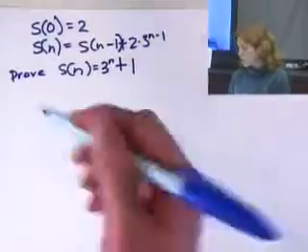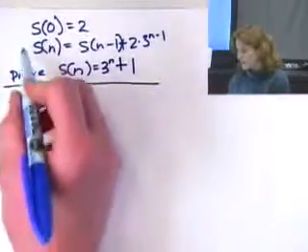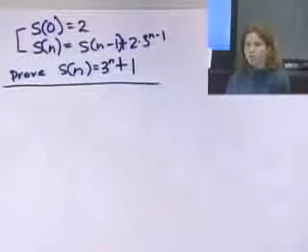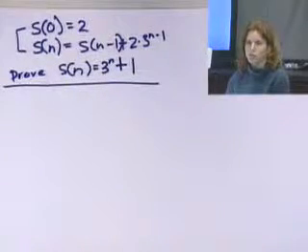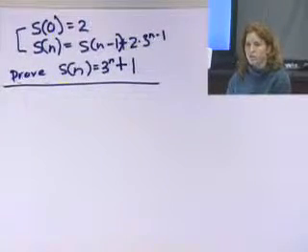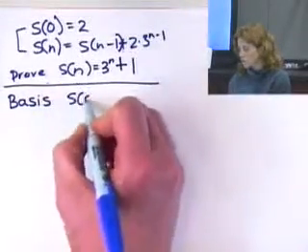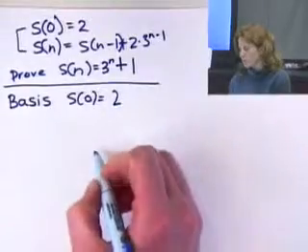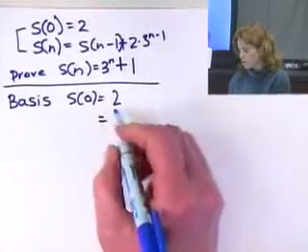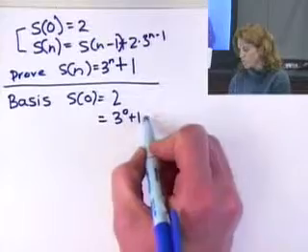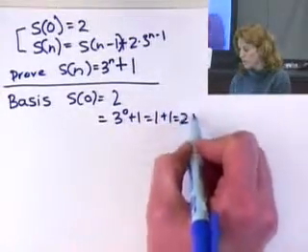All right, so this works exactly the same way as if I already knew this and I was trying to prove the closed form. So once I find both of them, I do this proof the same way as I would always do. So our basis starts with S of 0. My recursive form gives me 2. My closed form gives me 3 to the 0 plus 1, which is 1 plus 1. That's equal to 2.